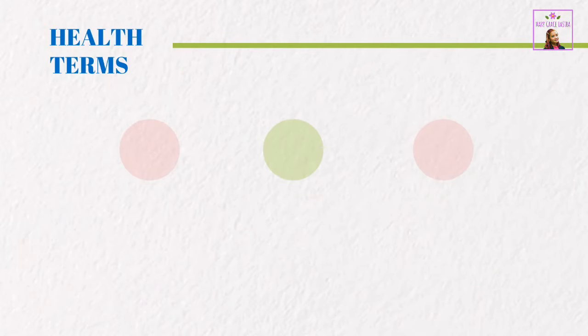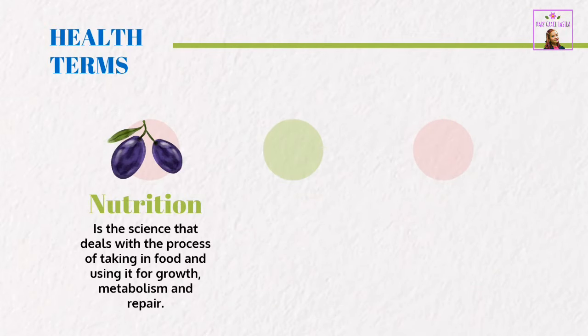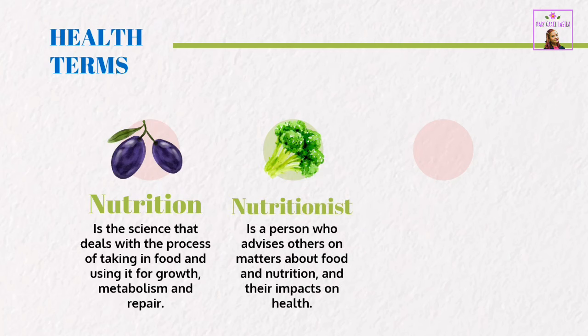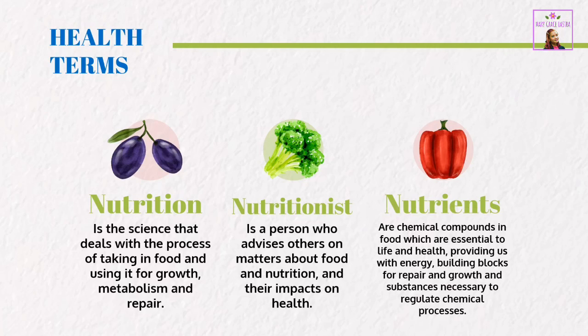Health terms. Nutrition is the science that deals with the process of taking in food and using it for growth, metabolism, and repair. Nutritionist is a person who advises others on matters about food and nutrition, and their impacts on health. Nutrients are chemical compounds in food which are essential to life and health, providing us with energy, building blocks for repair and growth, and substances necessary to regulate chemical processes.